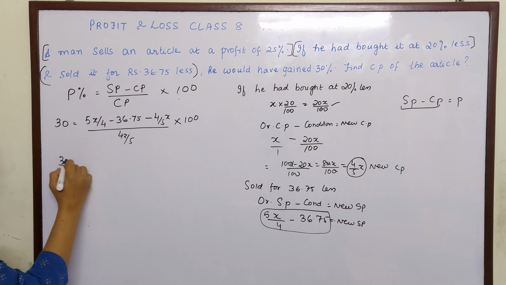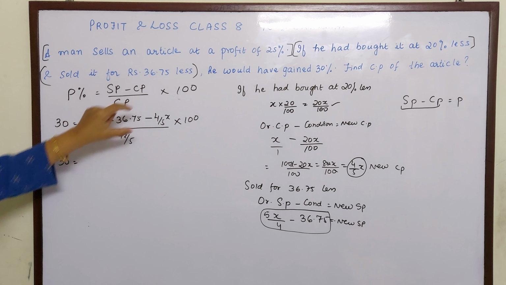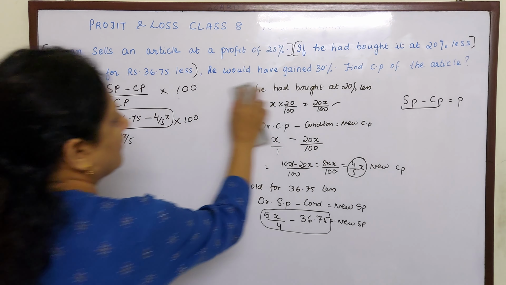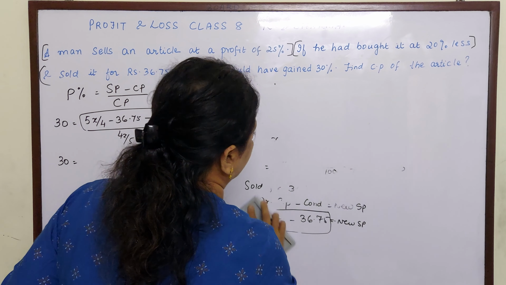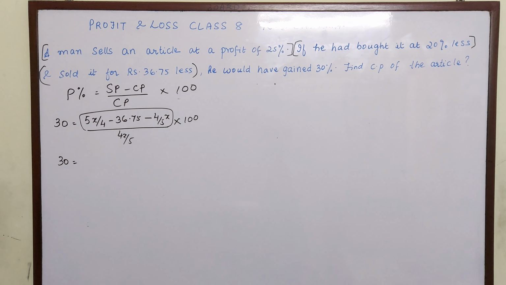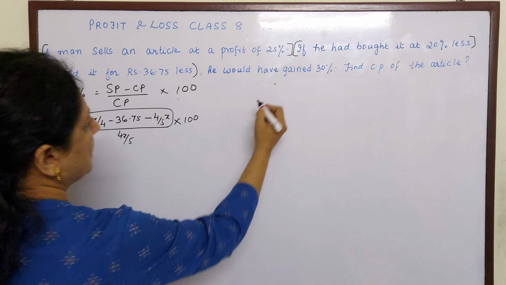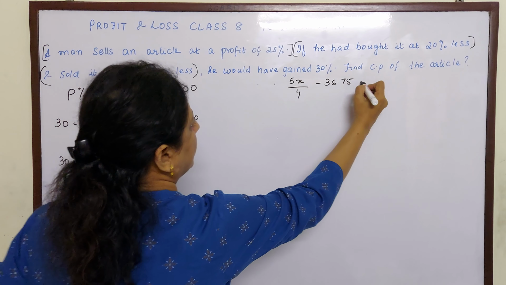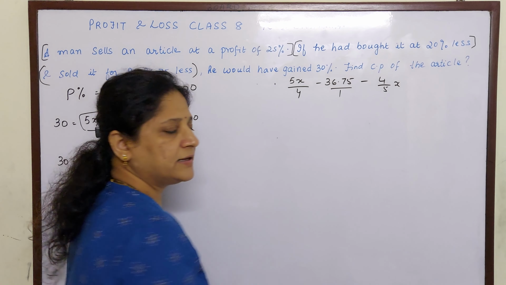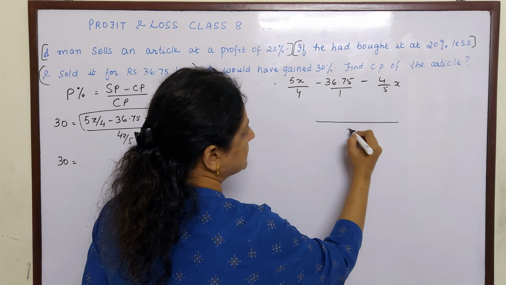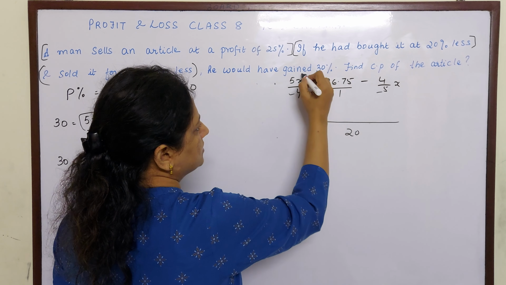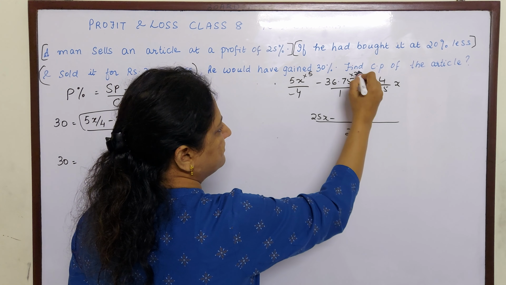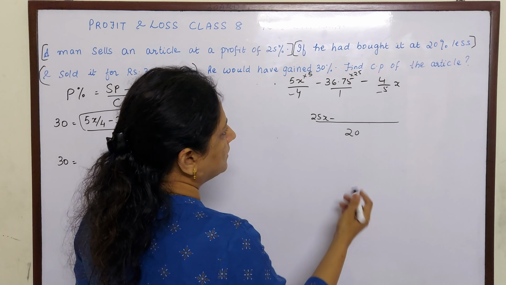Okay, so 30 is equal to, now children, I will solve only this part separately so that you will understand. Now this is 5x by 4 minus 36.75 minus 4x by 5. So if there is nothing here, that means it is 1. So let us take the LCM. The LCM of 4 and 5 is 20. So I will multiply with 5. 5 5s are 25x. Then I will multiply this with, not 25, 20.